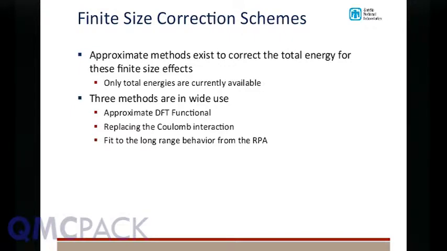So there are 3 methods that are in wide use. I'll go through each of them. One is to construct an approximate density functional that'll build in some of the information about the correlations. The other is to replace this Coulomb interaction, this Ewald sum, with something else that will hopefully have fewer finite size effects. And then the other is to look at the long-range behavior and say, oh, I know how to do long-range behavior in the random phase approximation. So I can fit my calculation onto that.